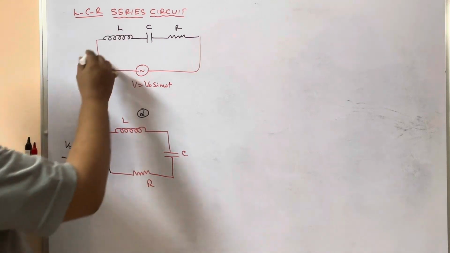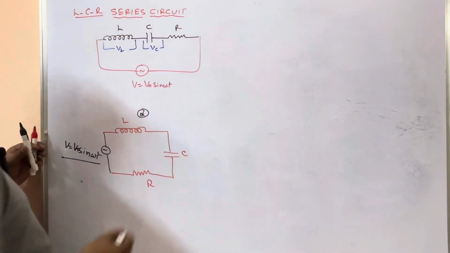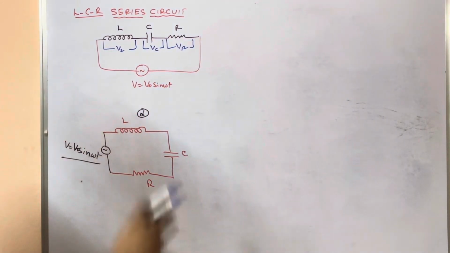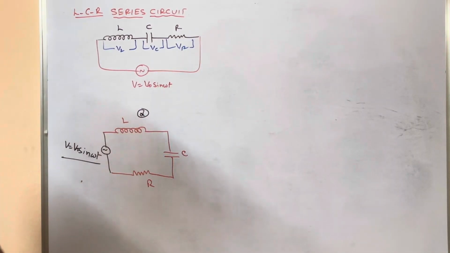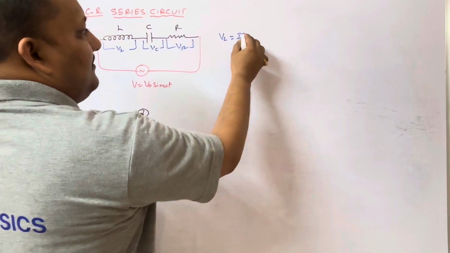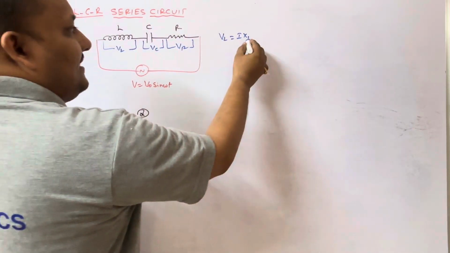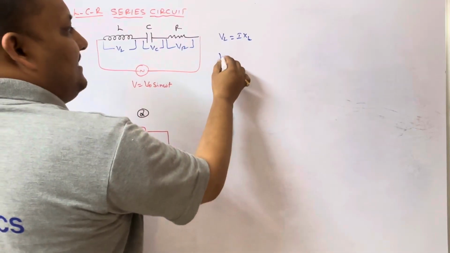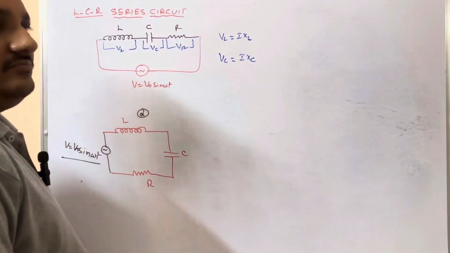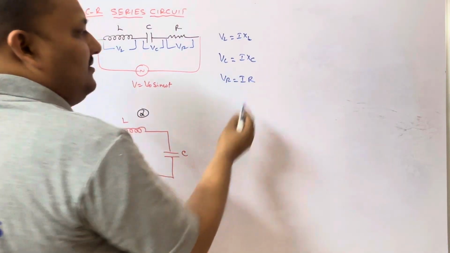Now the voltage across the inductor is going to be VL, the voltage across the capacitor is VC, and the voltage across the resistor is VR. Whenever these three are in series, what will be the same? Current is going to be the same. Now see one by one: what is VL? I into the resistance of the inductor, that is XL. What is VC? I into the resistance of the capacitor, that is XC. What is VR? I into R.